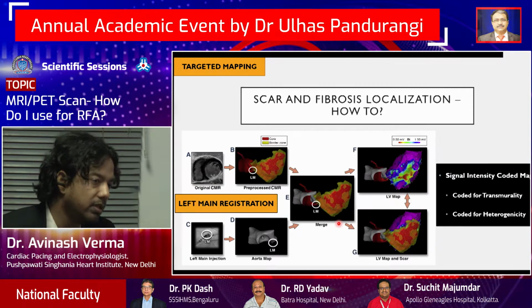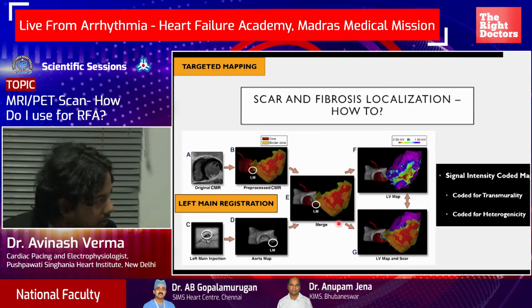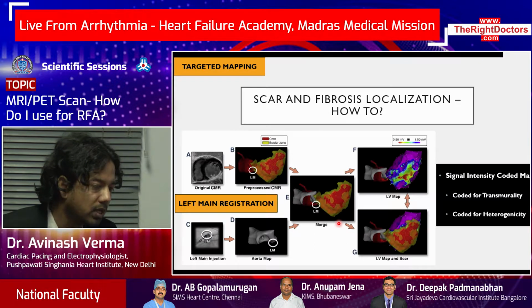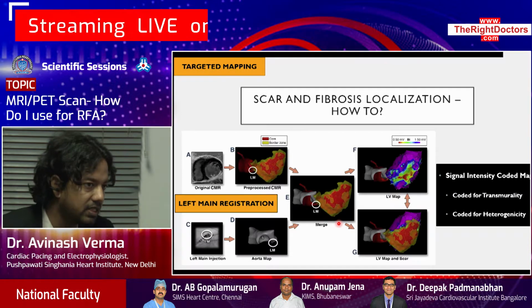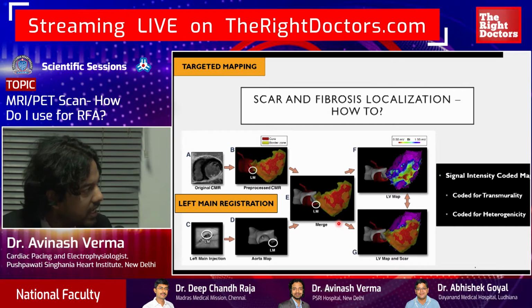You can also use the aortic annulus or the mitral annulus, but they take slightly longer. You can use 2 sites also, but the left main registration is the fastest, and even a single point registration is good enough. So you can overlap these 2 maps.